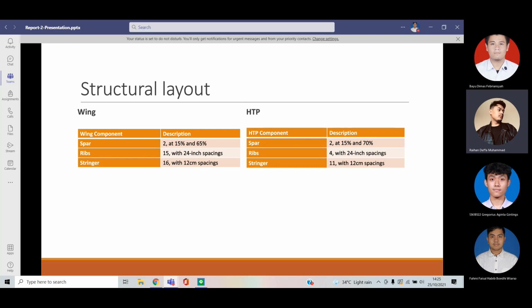The wing will be made out of aluminium because it is sufficient to handle the loads during flight and is also cost efficient. And for the horizontal tailplane, I also took a reference from the book by Jan Roskam. There will be two spars, one at 15% and one at 70%. There will be 4 ribs with 24-inch spacing as well, and also 11 stringers with 12 centimeter spacing. Yeah, that's all.